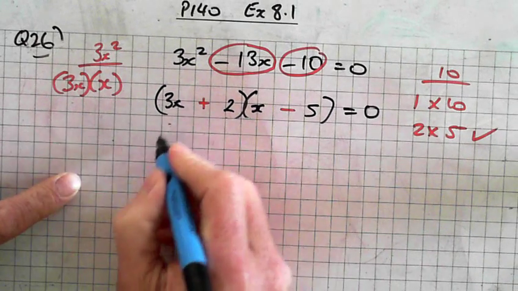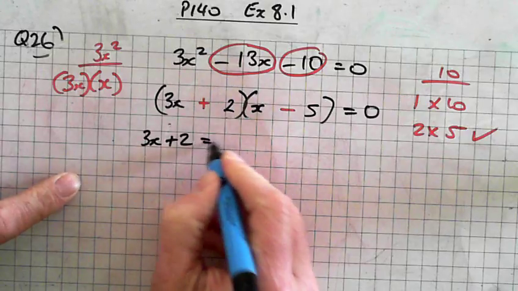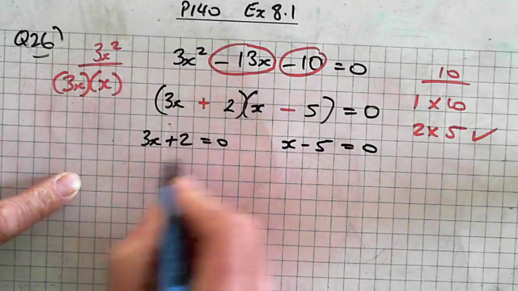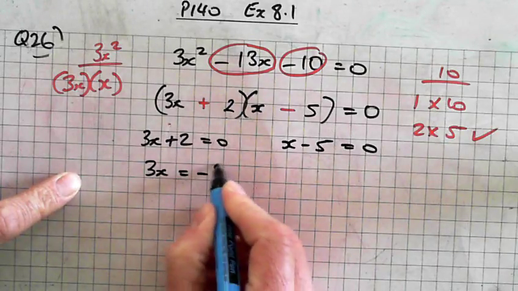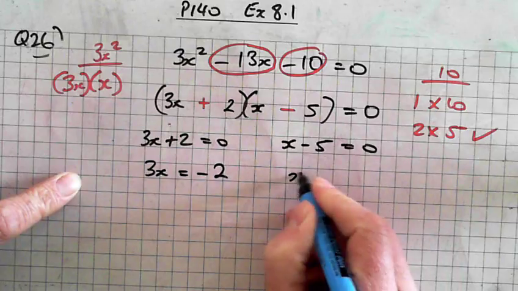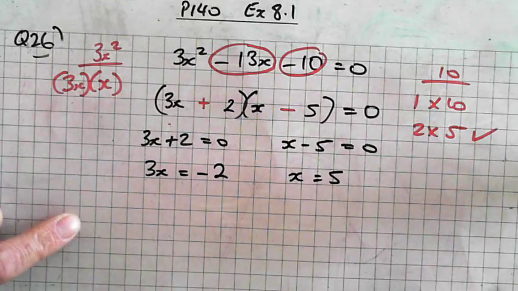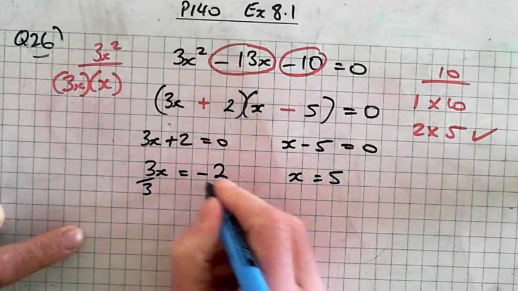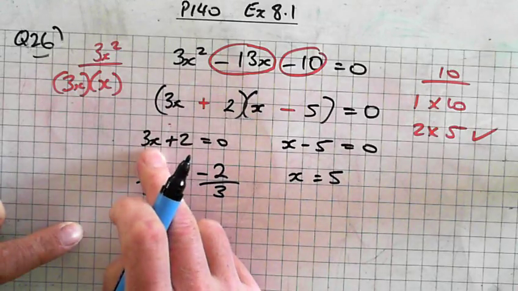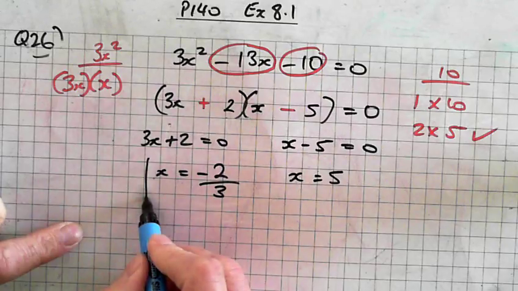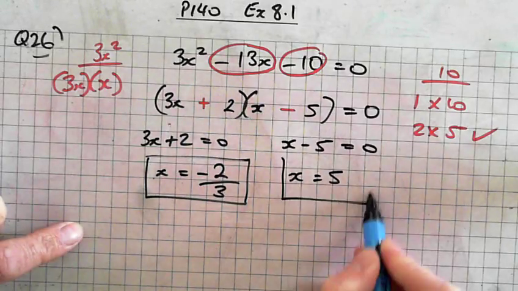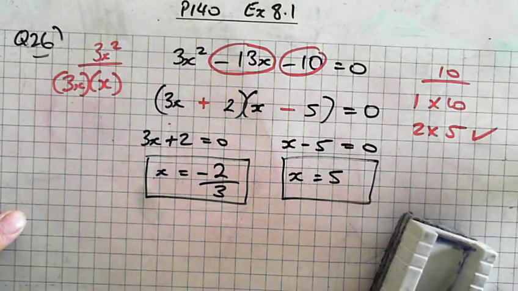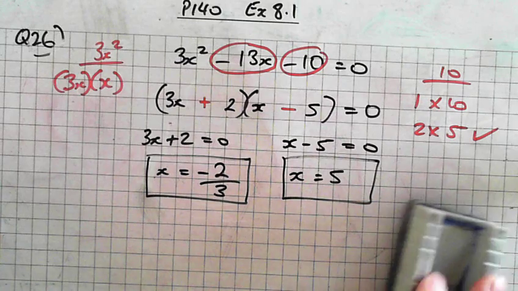And to finish off, we go 3x plus 2 is equal to 0, x minus 5 is equal to 0. Bring the 2 across, becomes minus 2. Bring the minus 5 across, plus 5. I want to get rid of the 3. What do I do? Divide by 3. 3 divided by 3 is 1. There are 2 answers. Not too bad. It's no harder than any of the ones we've done so far.